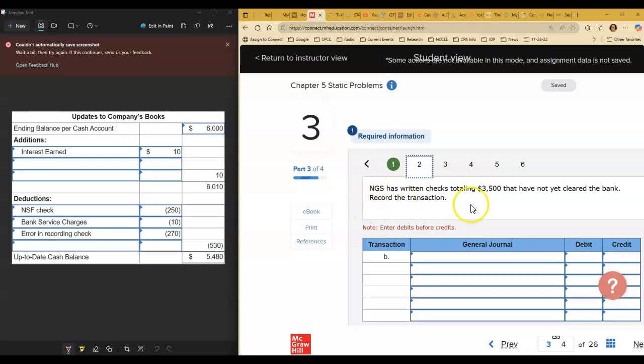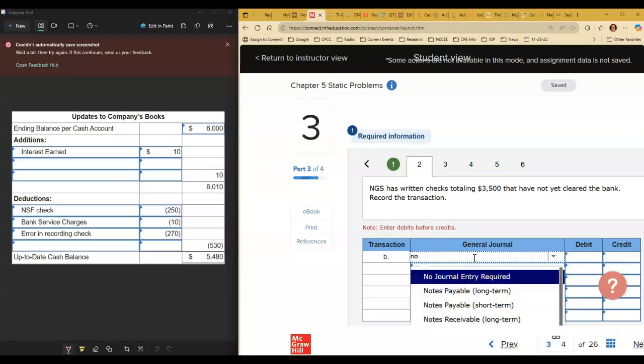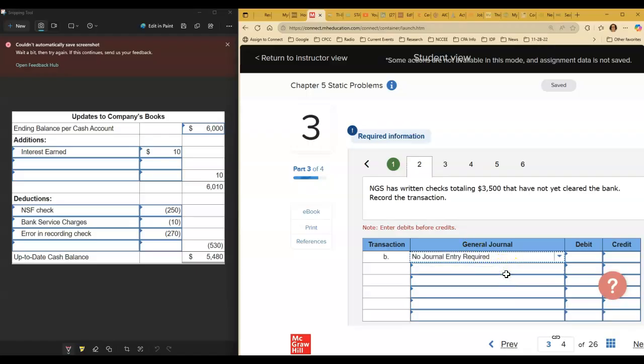All right, Nicole's Getaway Spa wrote checks totaling $3,500. Remember, we didn't make a journal entry and there's no entry for that. That was all on the bank side. Okay.